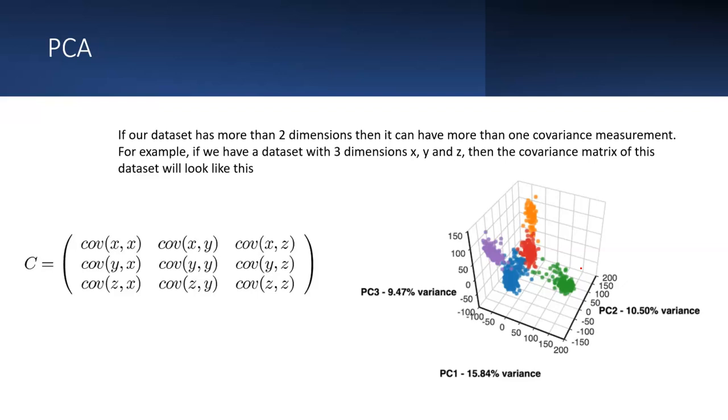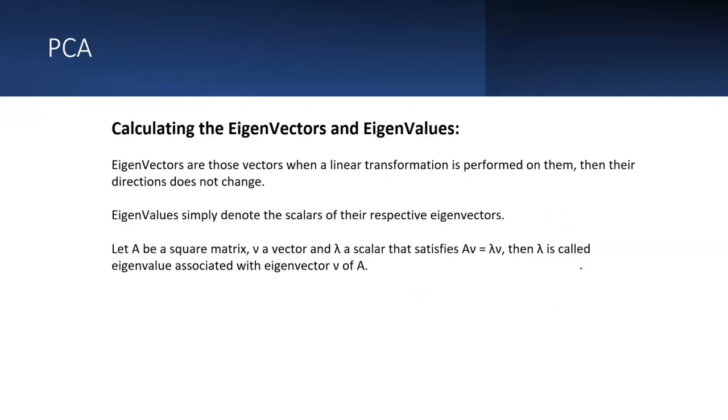And then we can see PC1 has the highest variance, 15.84%, and the lower variance is in PC3. So PC3 has a lower variance with respect to the data points spread.